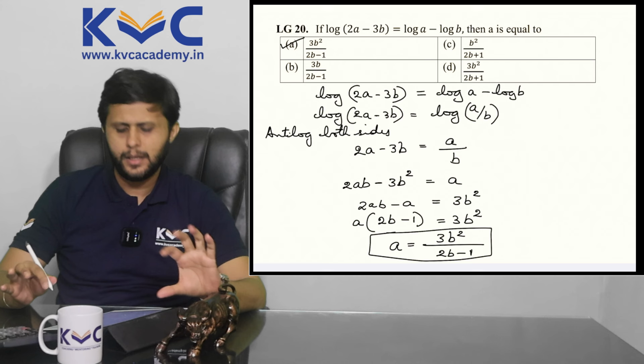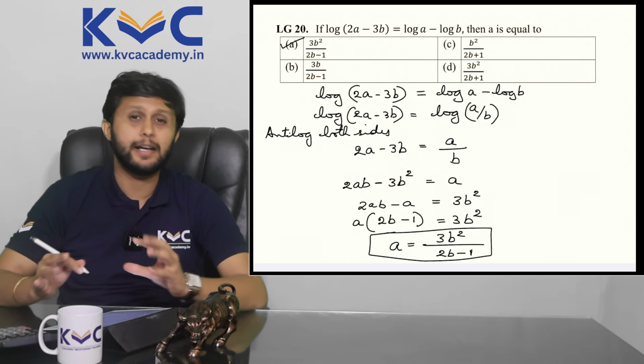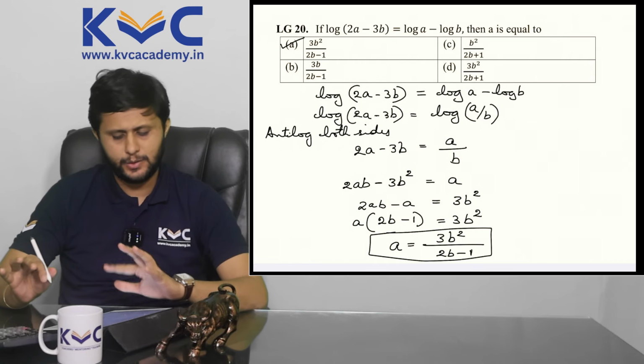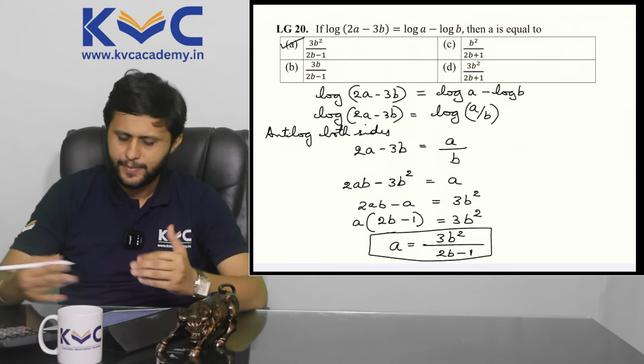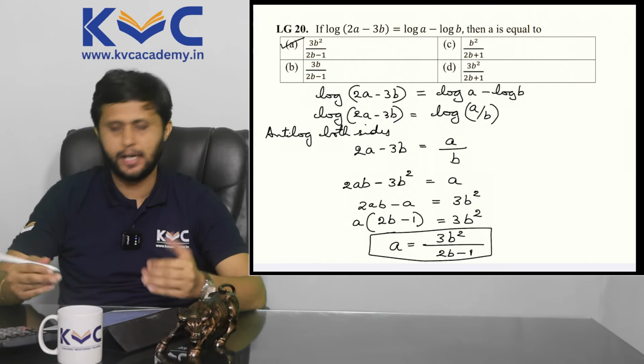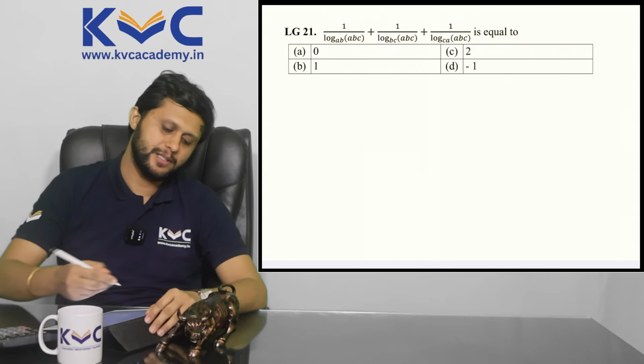What have we done over here? Like we have done before, we try to bring everything inside logarithm such that we can take antilog. After we took antilog, it has got nothing to do with logarithm. We solved the algebraic equation, we solved for a, using cross multiplication and factorization, and got the answer as option A.